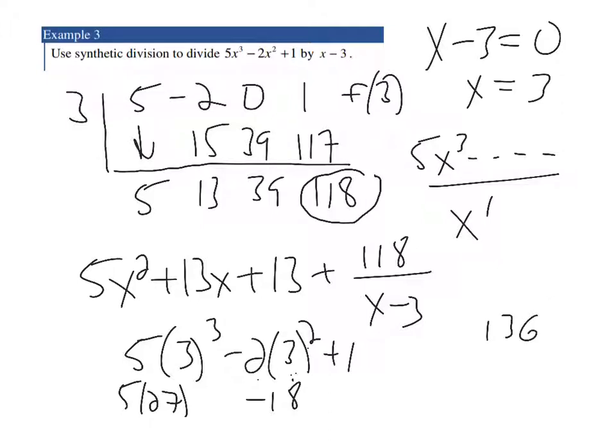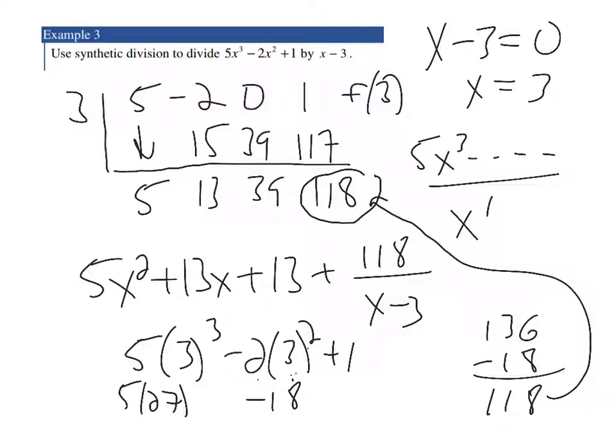So 136. Now if I subtract 18, I get 118. And look what I got when I had my remainder. So another name for synthetic division is synthetic substitution. Sometimes it's a quick way to get the value of a polynomial at a point. I don't often use it, but you can. I mean, that's what it's telling us.